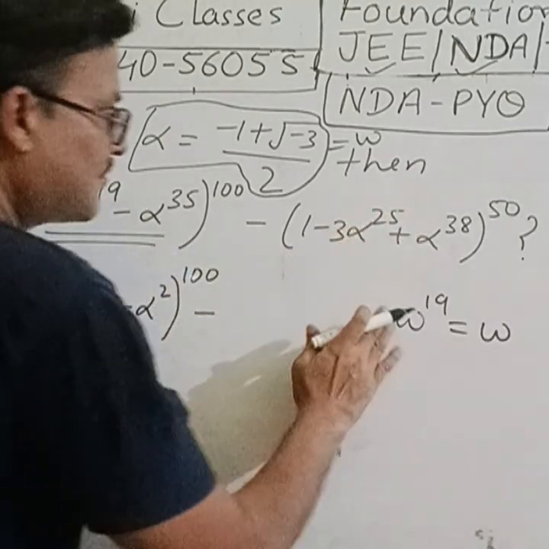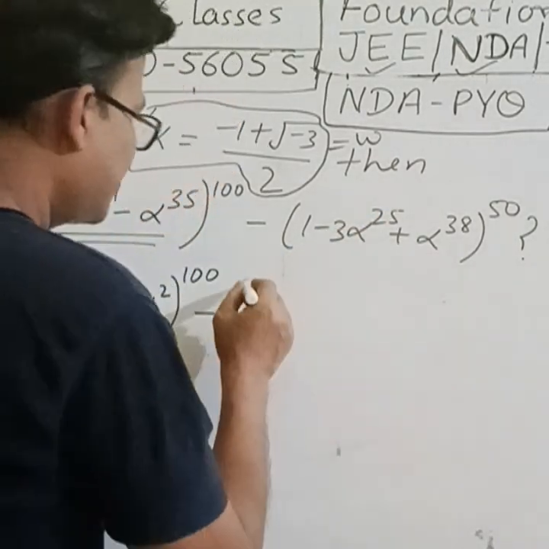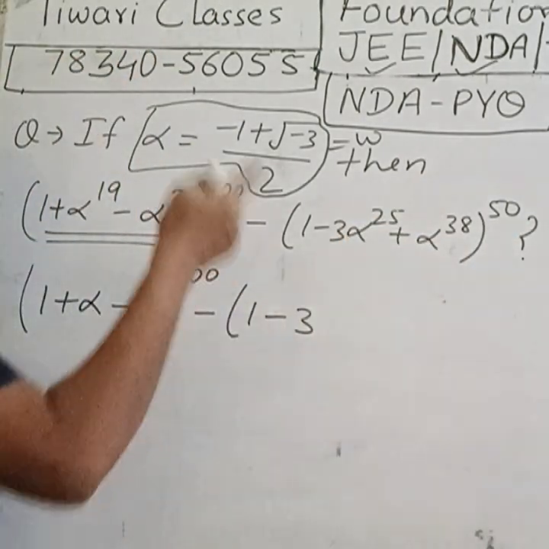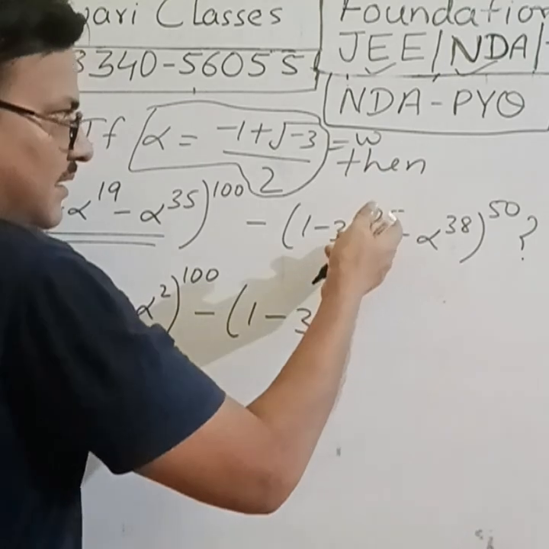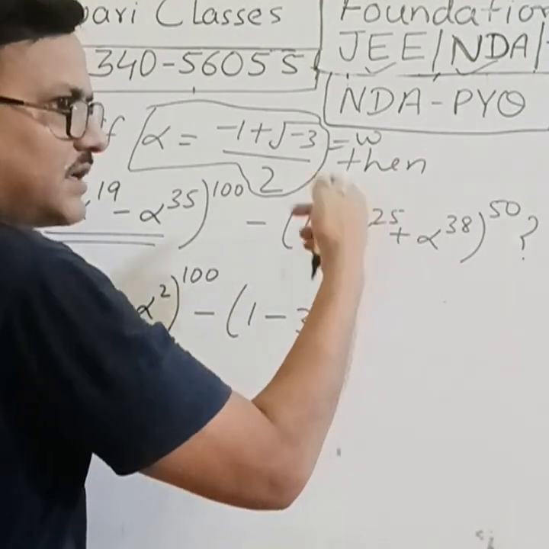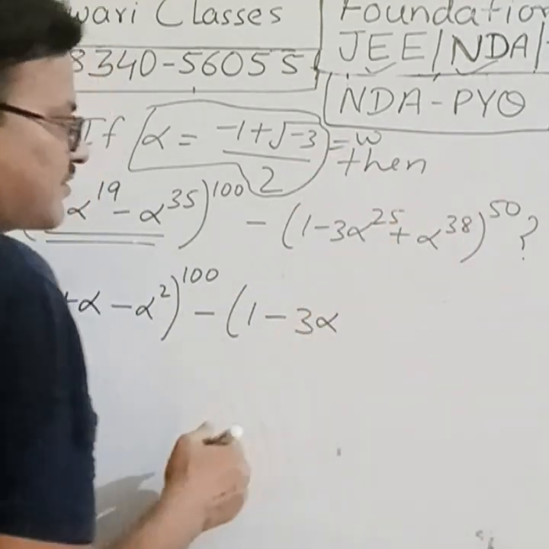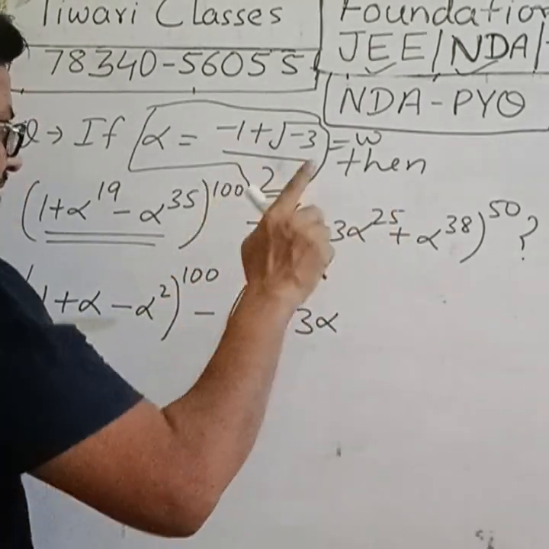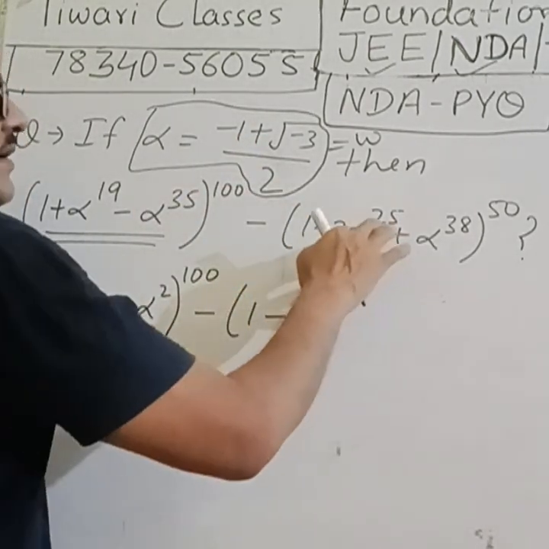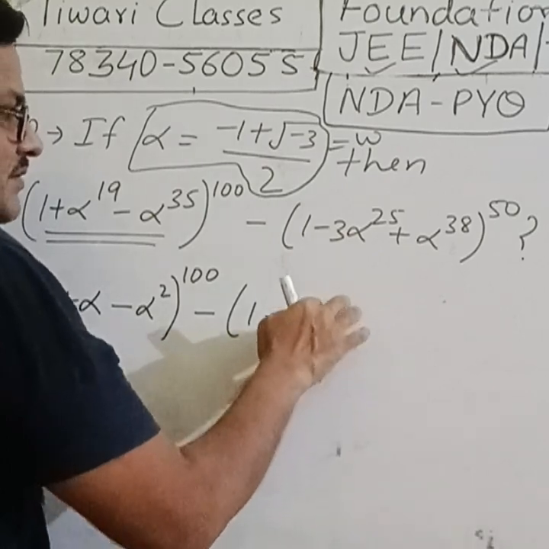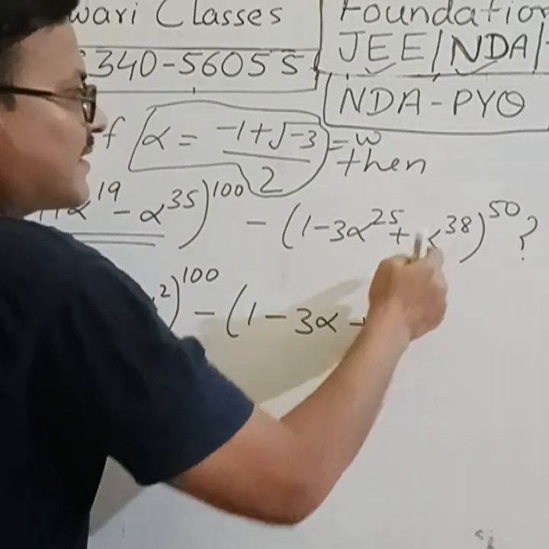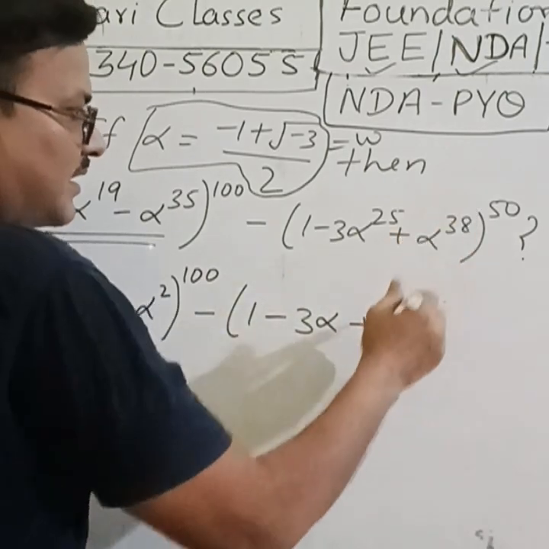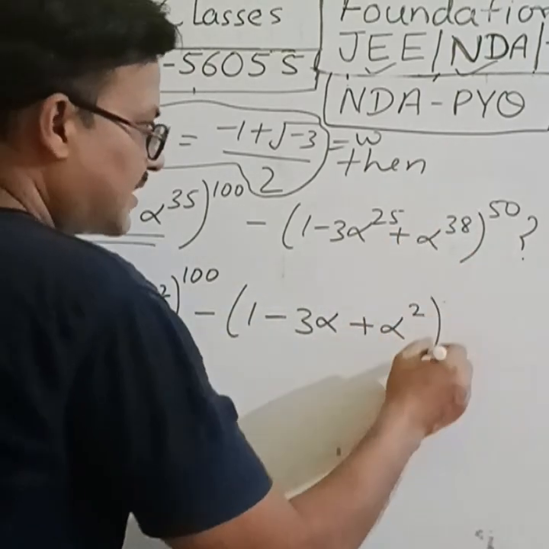Similarly, what about this expression? This will be 1 minus 3. Divide 25 by 3. 24 is divisible by 3. So alpha raised to the power 25 is equivalent to alpha. Divide by 3, the remainder will come out to the power of alpha. Similarly, divide this one by 3. So you will be left with alpha square.